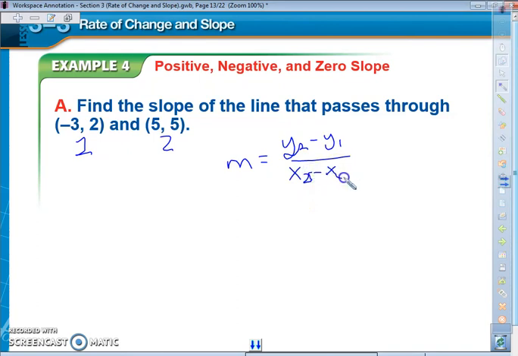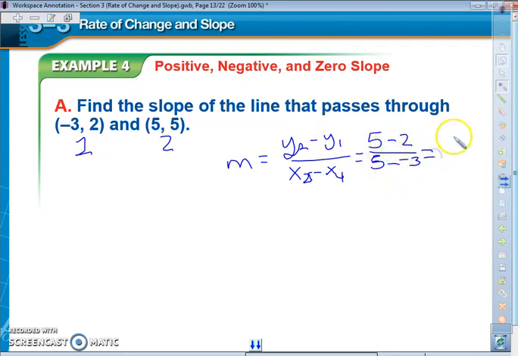minus x1. So anyway, all right, we've got 5 minus 2, all right, over 5 minus -3. Okay, remember it's always minus.